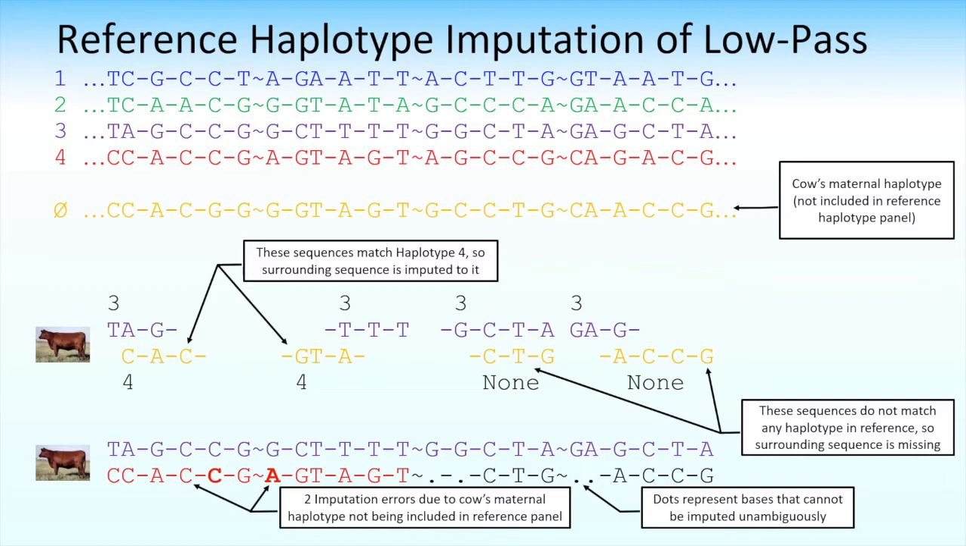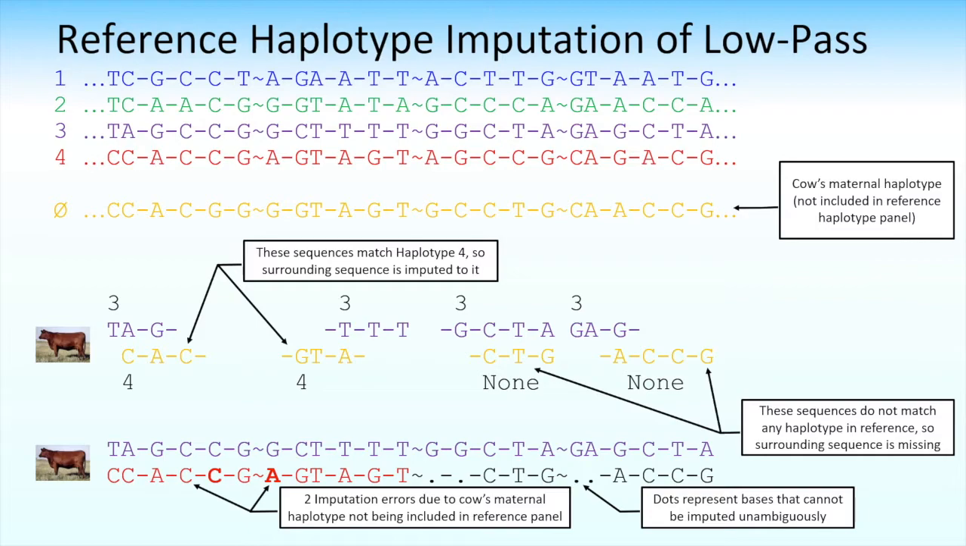but we find that the gold reads on the right half of the slide don't match at all with the red haplotype or any other haplotype in the reference panel for that matter. So we are not able to impute the sequence on the right half of her maternal genome. So we can fill in the positions that were directly read by the sequencer, but we are unable to impute the other positions. So we use dots to represent the unknown bases in those positions.